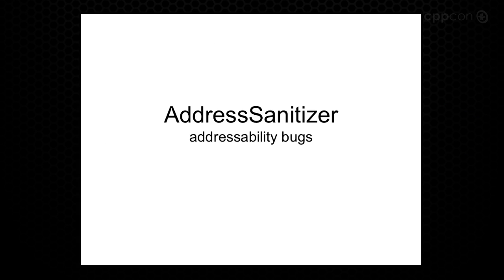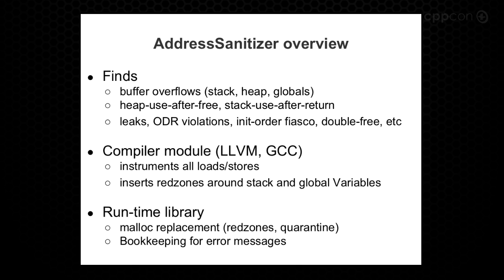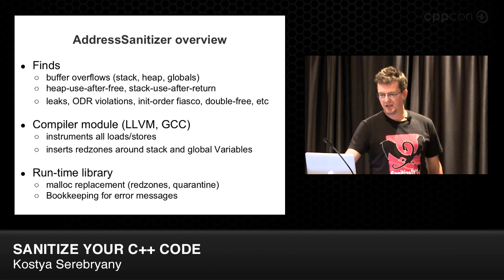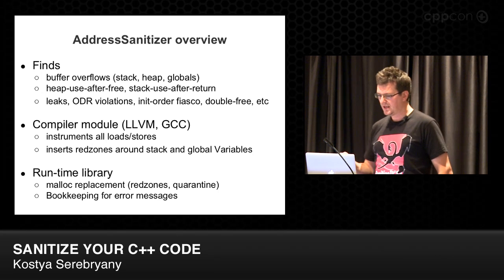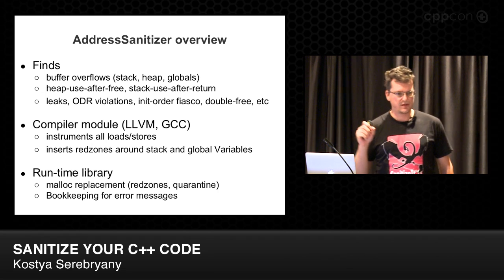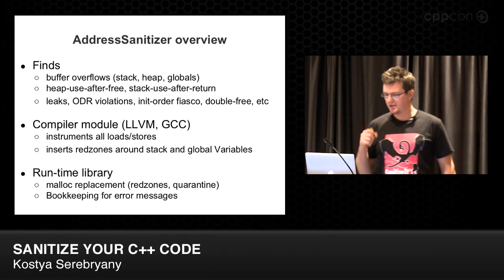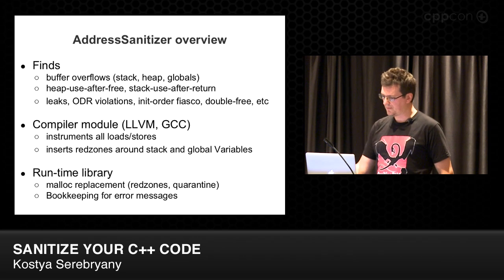Let's start with the first one chronologically. It is called AddressSanitizer, and it finds what we call addressability bugs. First, a short overview. The tool finds buffer overflows in stack, heap, and global variables. It finds heap use after free and also stack use after return. I will show examples later. It also finds a whole bunch of less interesting bugs like leaks, ODR violations, and so on.